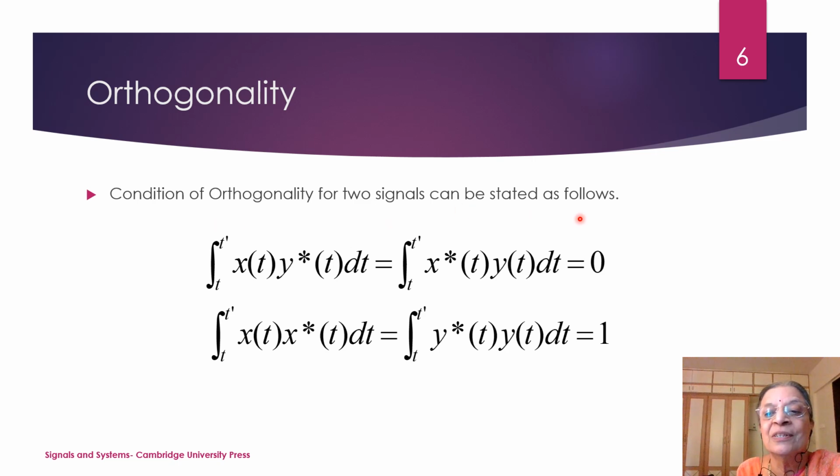Orthogonality of two signals says that if xt and yt are two signals, xt multiplied by the complex conjugate of yt, and if we integrate this between some t to some t dash, then it should be equal to 0. That means these two functions are orthogonal. And when the signal with its own conjugate is integrated, that is yt into y star t, if it is equal to 1, then it is orthonormal, right?